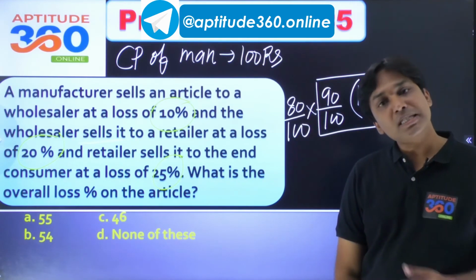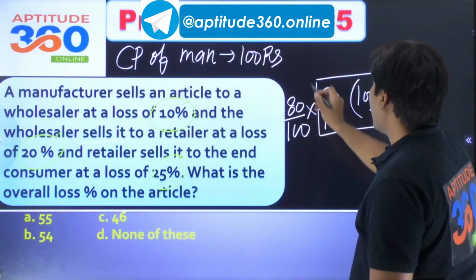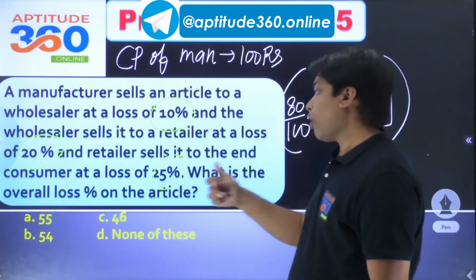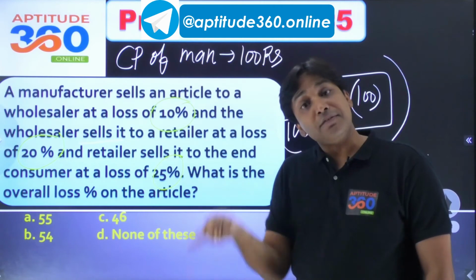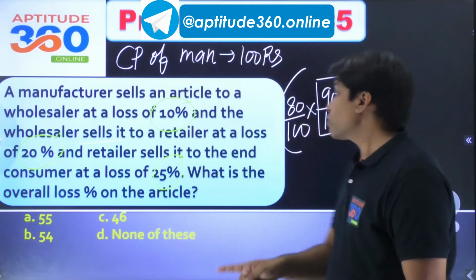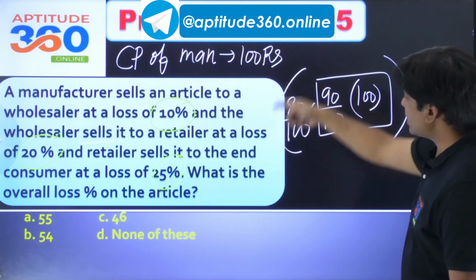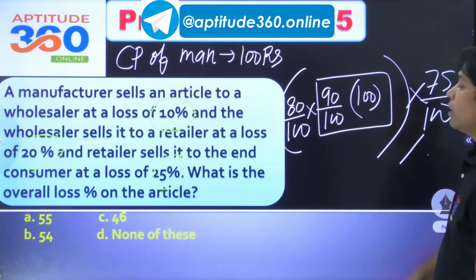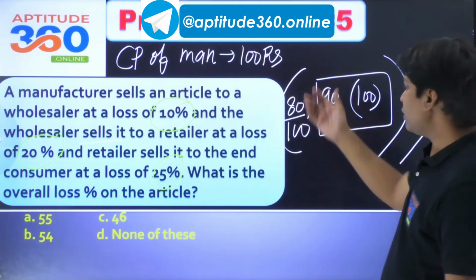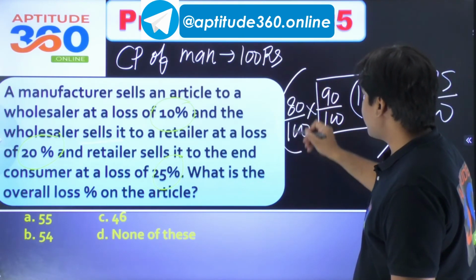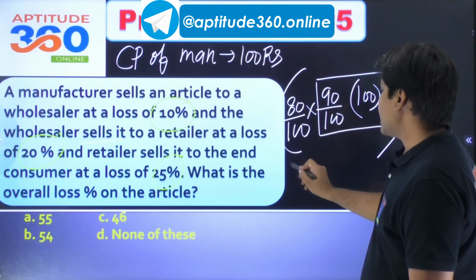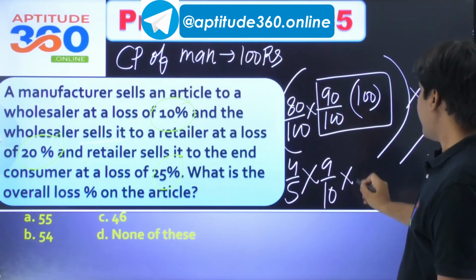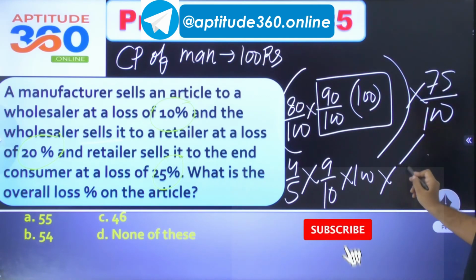Now this is going to be the selling price of the wholesaler, and selling price of wholesaler is cost price to the retailer, and retailer further is having 25% loss. So retailer is going to be having a loss onto this value of 25%. So this is going to be nothing but 75 by 100. You simplify the value, you will be having the answer. So can you write this 80 by 100 can be written as 4 by 5 and 9 by 10 into 100, and 75 is 3 by 4.